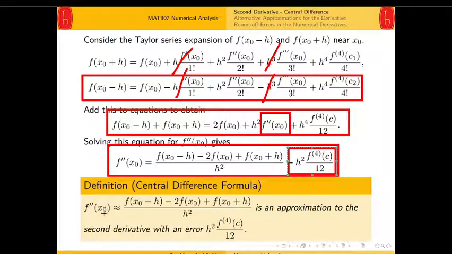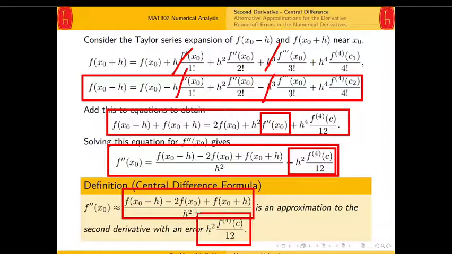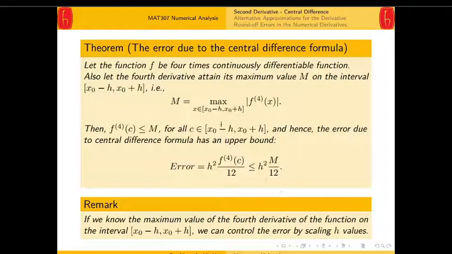Okay, so the second derivative will be approximated by this formula here, and the error due to this approximation will be this quantity. So this will be basically h squared times the fourth derivative of f at some point c, which is between x naught minus h and x naught plus h, and this will be divided by 12. Okay, the theorem for the error due to the central difference formula.